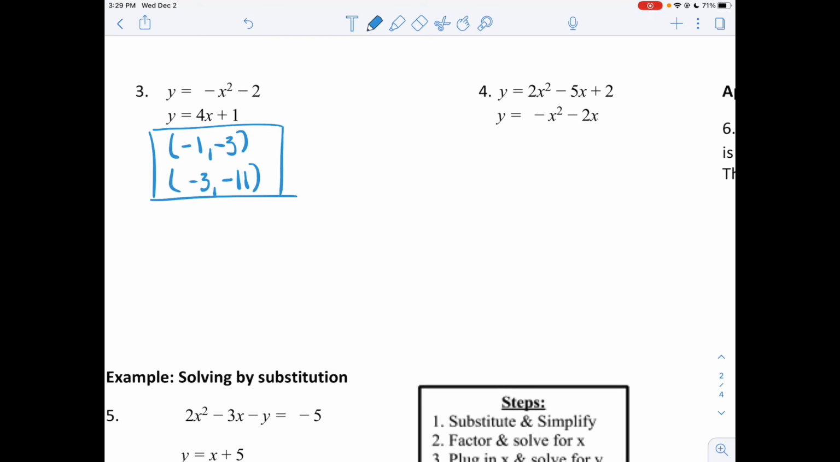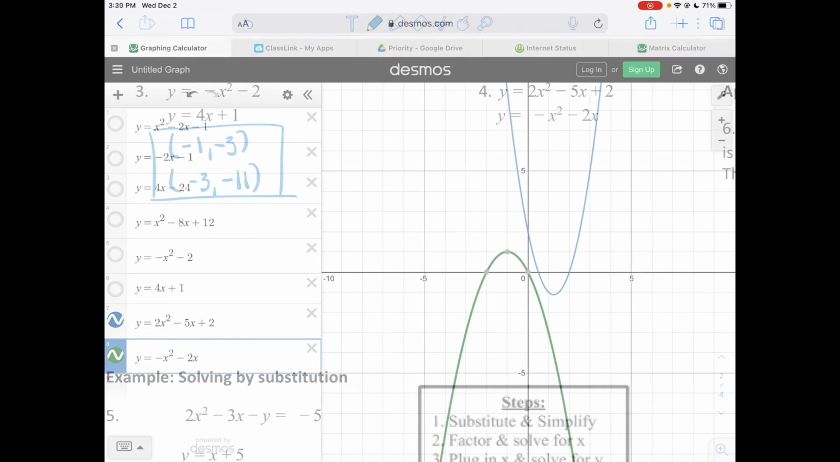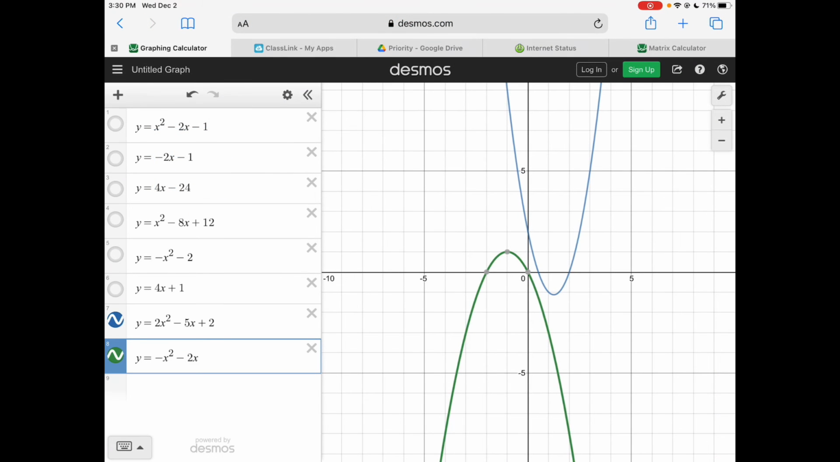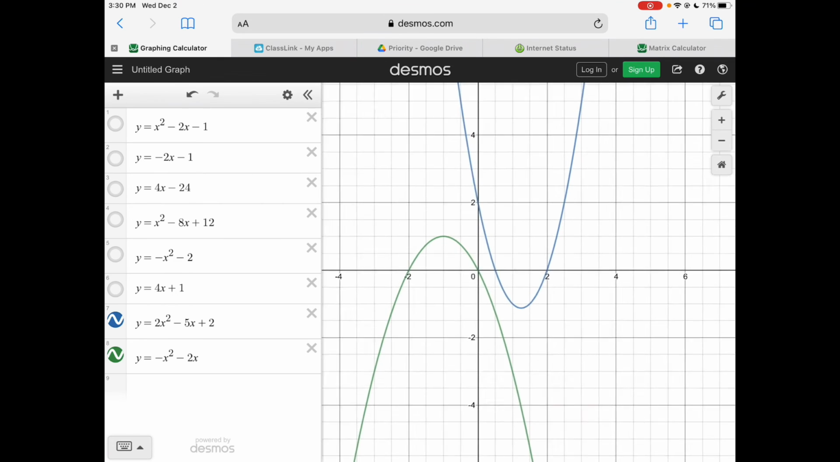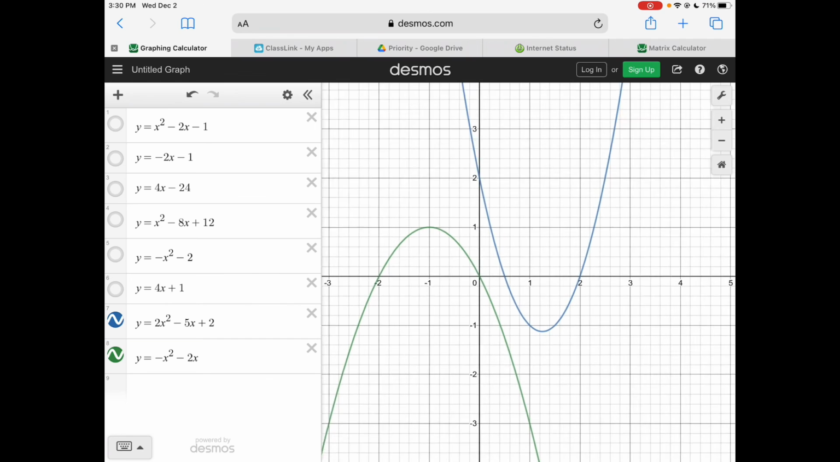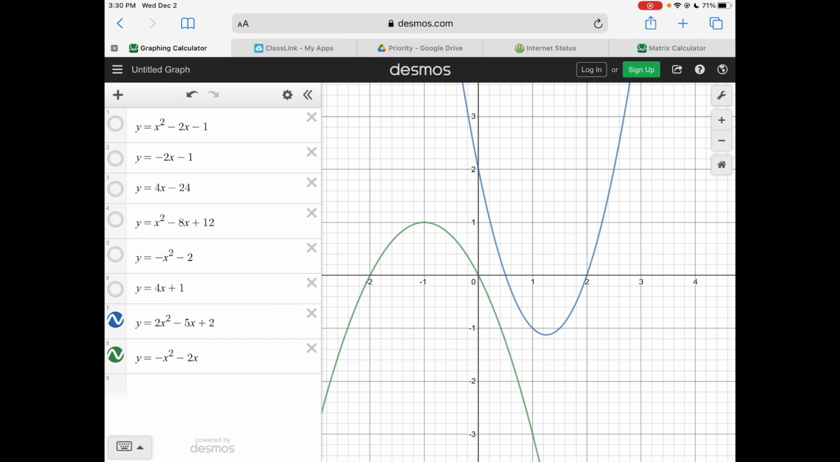Let's look at our last example for this type, number 4. Notice that this is 2 quadratic equations, so we're going to get 2 parabolas out of this one. So let's take a look at what that will be. All right, so here are my 2 quadratic functions. I've plotted them, one in blue and one in green, and notice even as we zoom in, there is no place that these two cross.